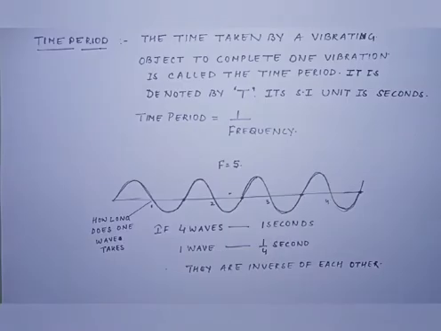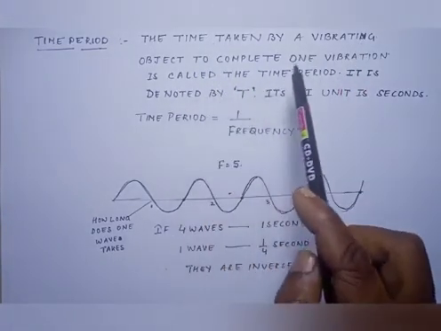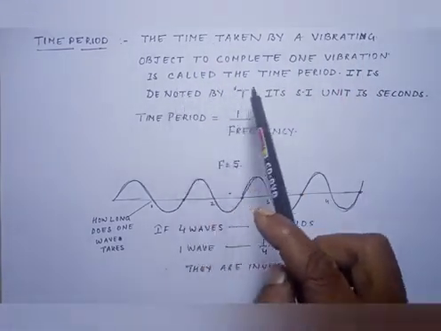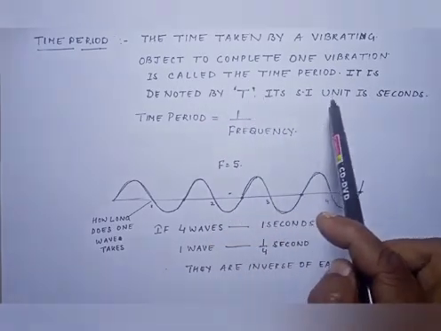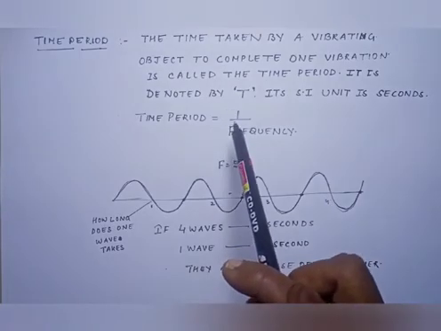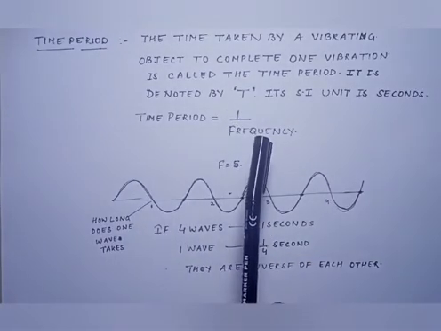Let us move to another characteristic, that is time period. What is time period? The time taken by a vibrating object to complete one vibration is called the time period. It is denoted by capital T. Its SI unit is second. And the formula for time period is 1 upon frequency.